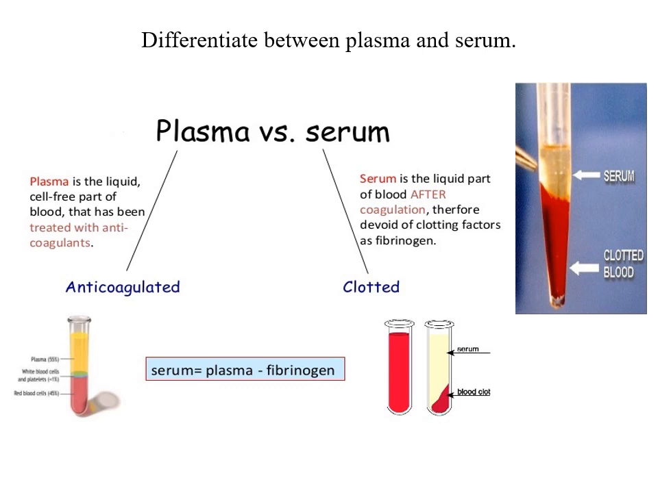So in the right hand side picture also, you can see that this is clotted blood. So you can see this is the blood clot. Everything is clotted, and here the clear fluid above, that's the serum, and that doesn't contain the clotting factors.